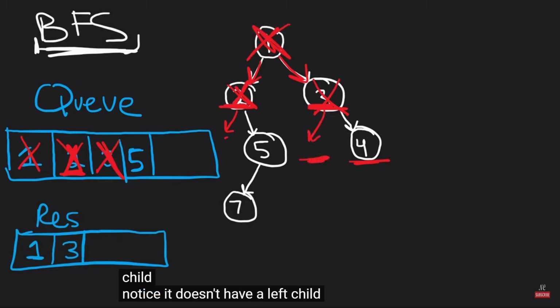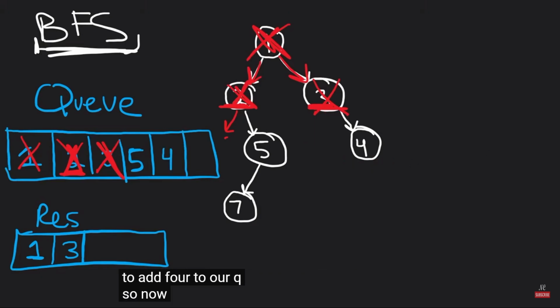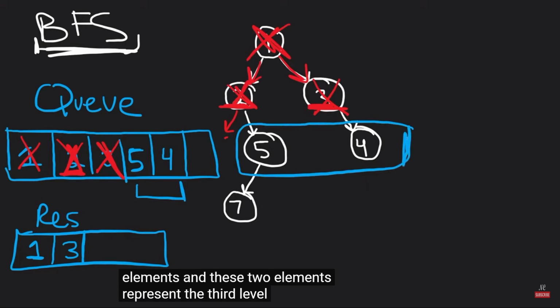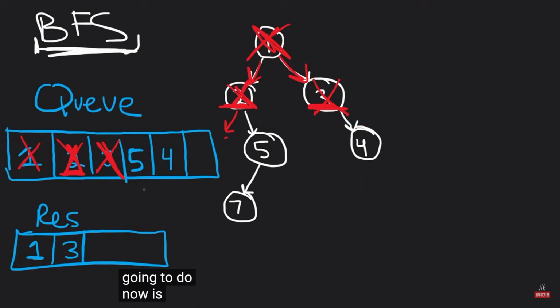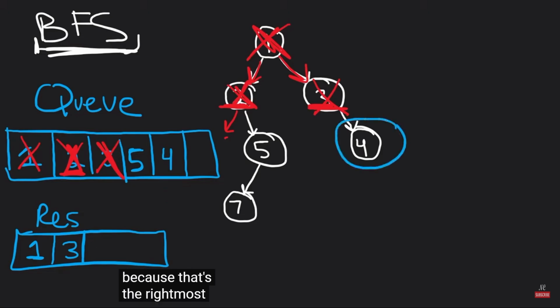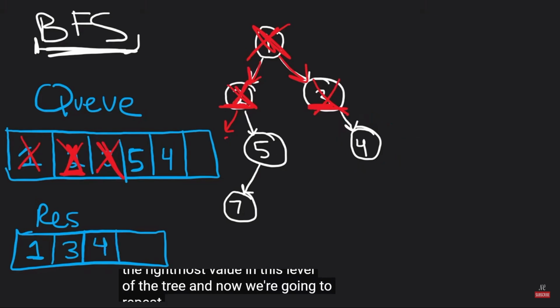Notice it doesn't have a left child, but it has a right child, 4, so we're going to add 4 to our queue. So now look at our queue. We have 2 elements, and these 2 elements represent the third level. So what we're going to do now is take the rightmost value once again in our queue and add it to our result, because that's the rightmost value in this level of the tree. And now we're going to repeat that process.